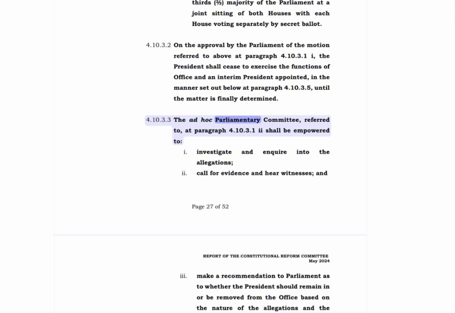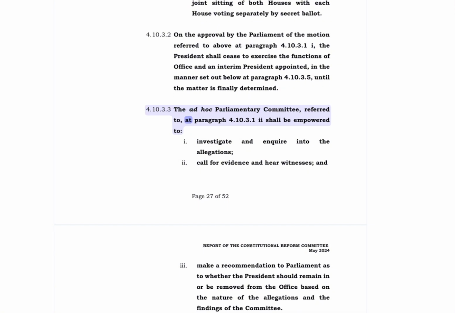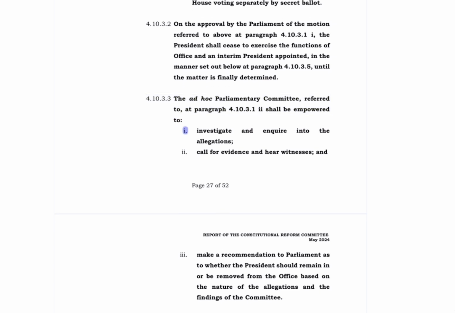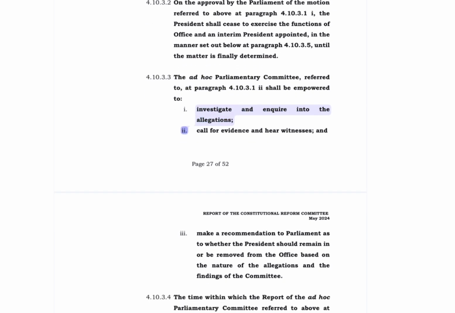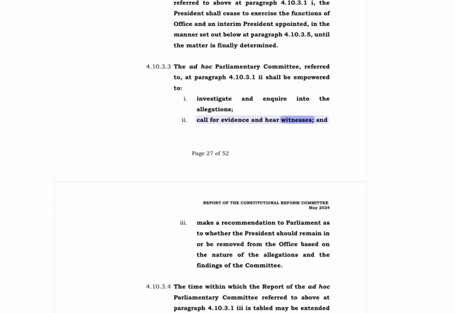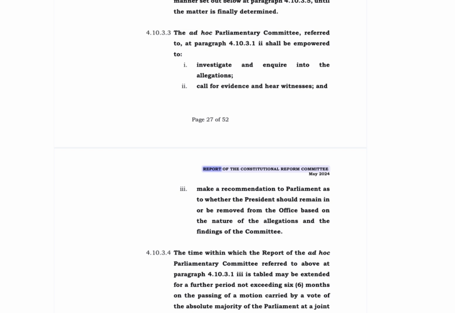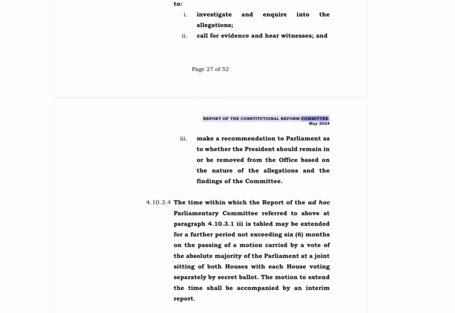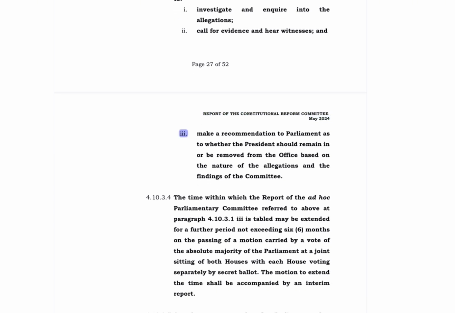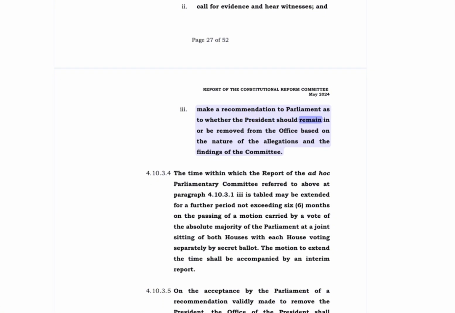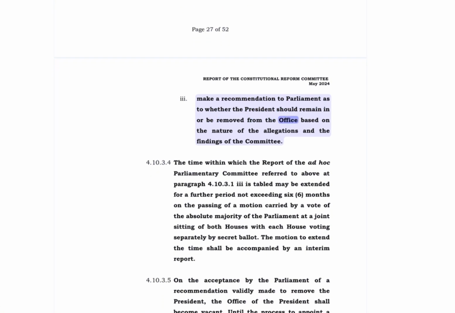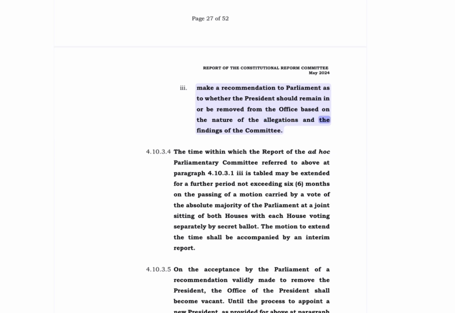410.3.3 The ad hoc parliamentary committee referred to at paragraph 410.3.1 shall be empowered to 1. investigate and inquire into the allegations, call for evidence and hear witnesses, and Page 27 of 52. Report of the Constitutional Reform Committee, May 2024. 2. Make a recommendation to Parliament as to whether the President should remain in or be removed from the office based on the nature of the allegations and the findings of the committee.